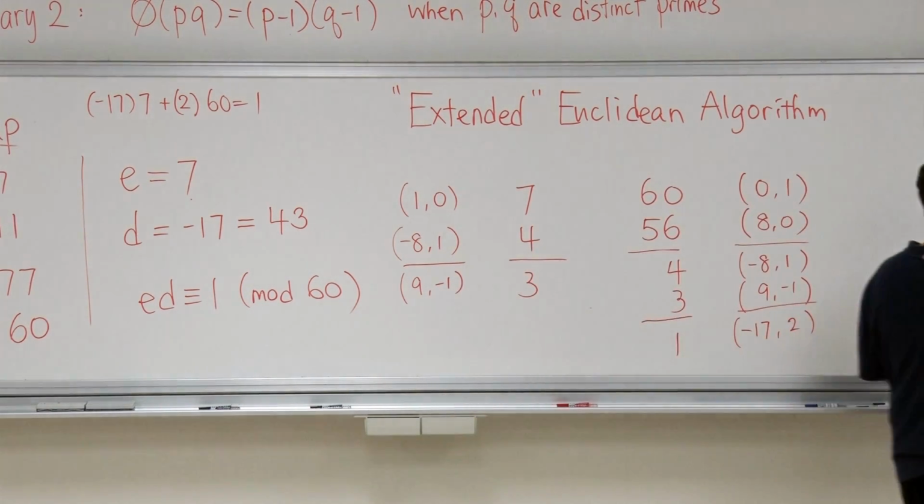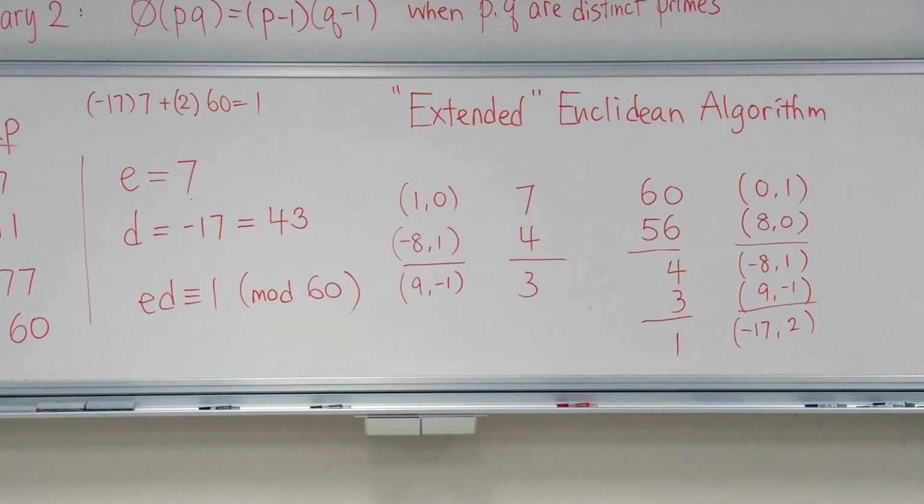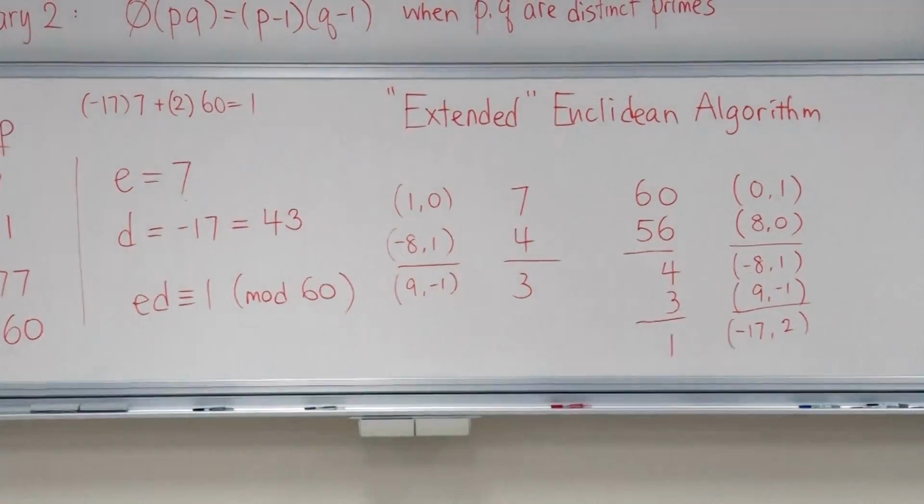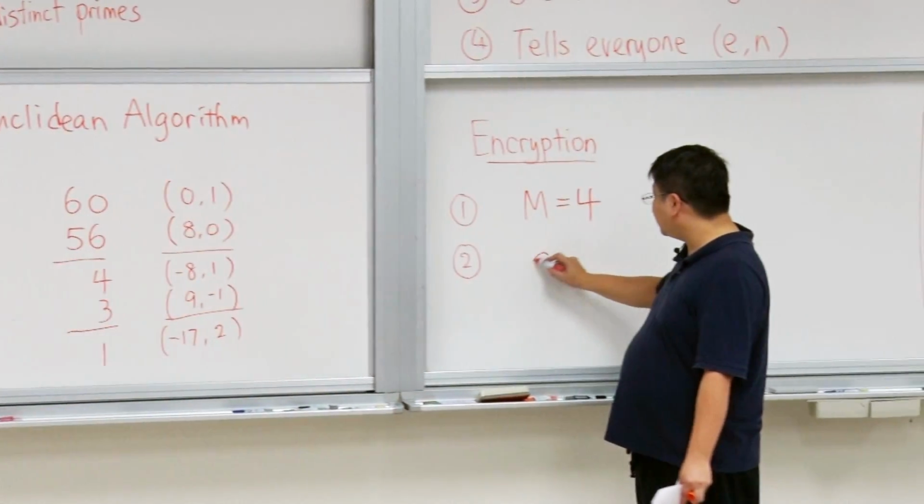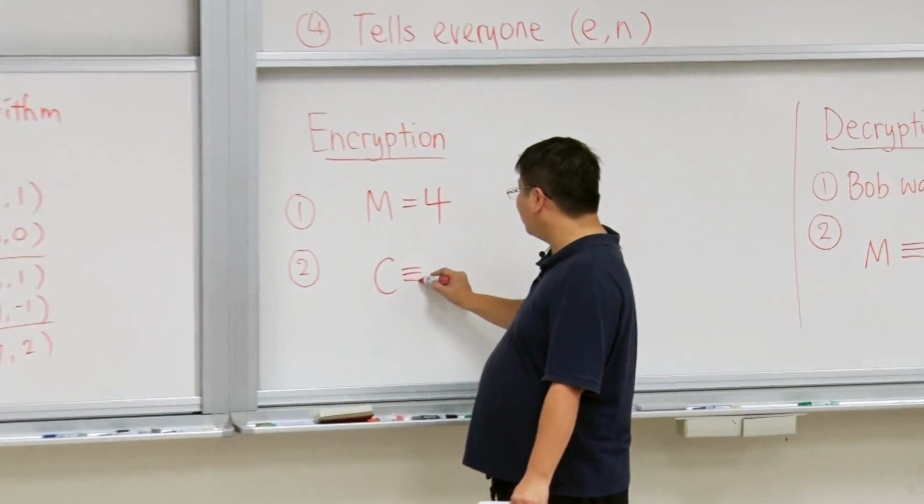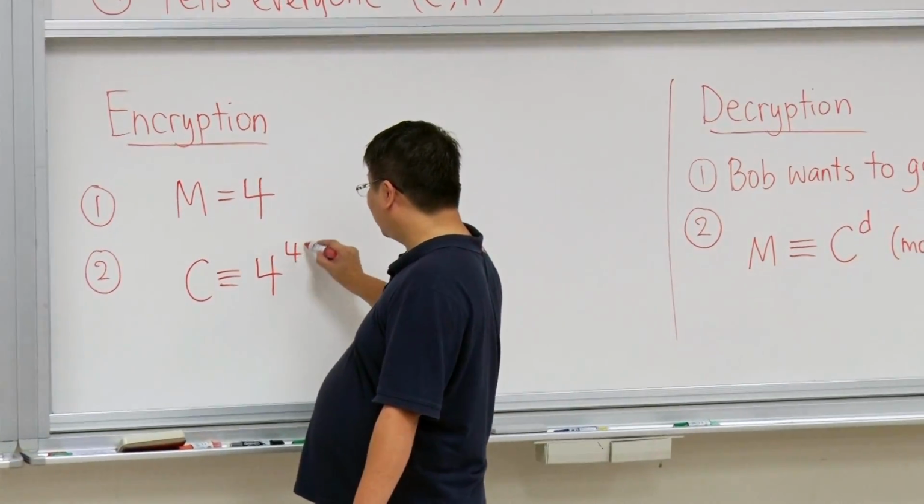So here we are going to do encryption, right? When we do encryption, we have a message. Let's say the message here is 4. Okay, so suppose that the message here is 4. Then we want to compute the C, which is equal to 4 to the power 43.